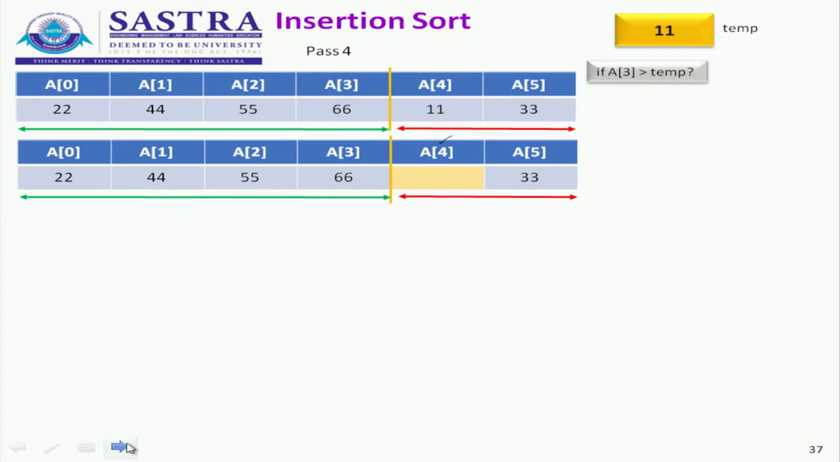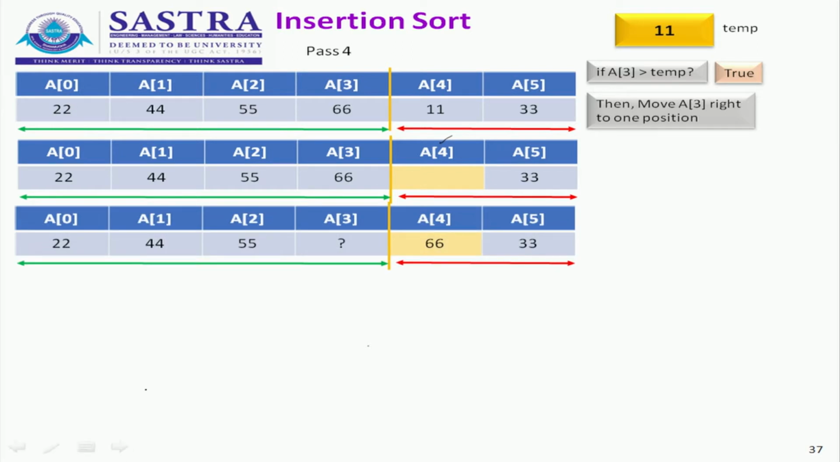The temp variable must be compared with each element from the sorted sublist, from the highest position to the lowest position. Right now the highest position in the sorted sublist is A of 3, which has to be reached till A of 0. We are comparing A of 3 with the temp. A of 3 is 66, your temp is 11. Yes, it is greater. If it is greater, we have to shift this one step towards right.